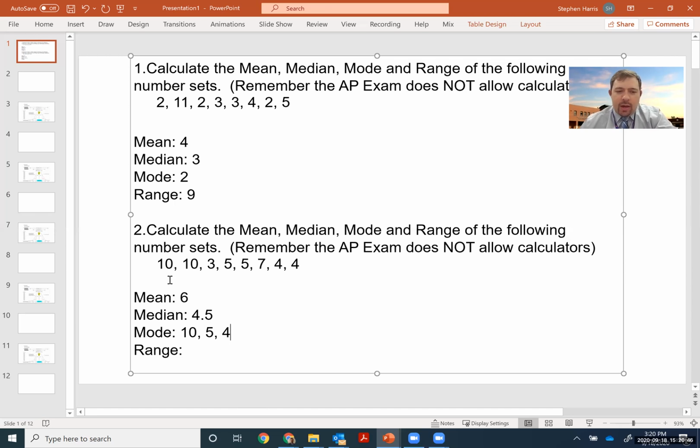Range is the same. We take our 10 as our biggest number, and we subtract 3 from it. We end up with 7. Hopefully that one was relatively straightforward for us. As we keep going, we hit our next question.